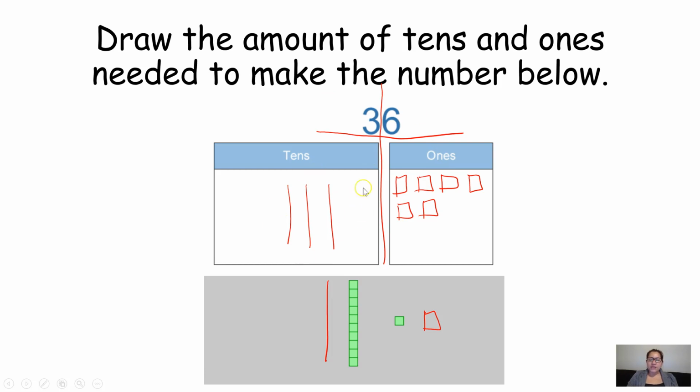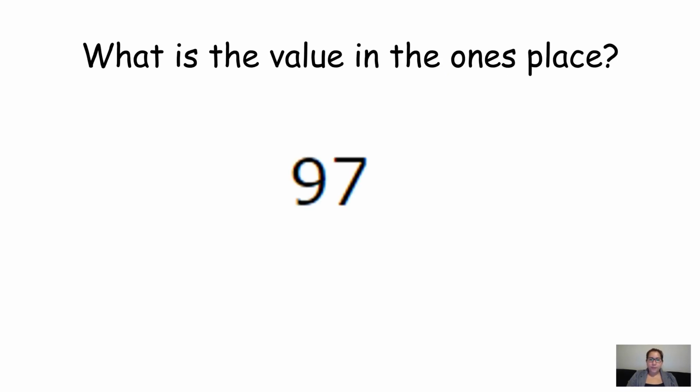Remember, the ones in the tens place, we're counting by tens. The ones in the ones place, we're counting by ones. So we have 10, 20, 30, 31, 32, 33, 34, 35, and 36. So that's the amount of tens and ones we need to make the number 36.